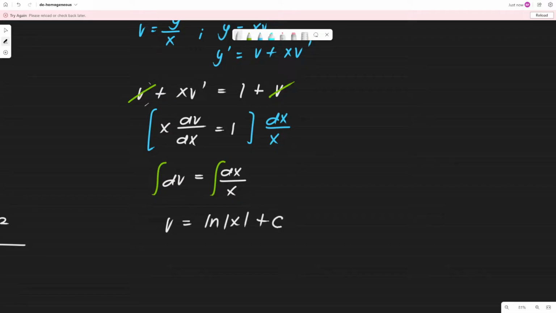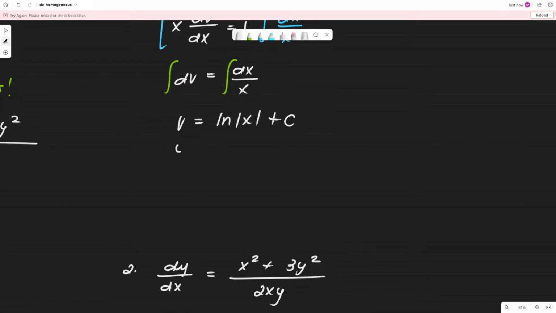ln x plus c. Then, of course, this is not our final answer kasi remember, y and x yung original variables natin, hindi naman v and x. So, we need to transform v into y over x ulit. Magbabacksub tayo. So, we'll have y over x is equal to ln x plus c.